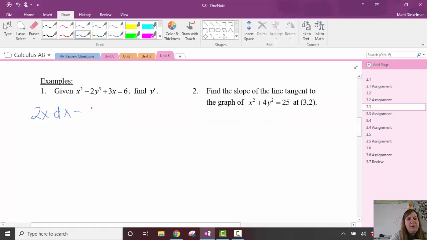The derivative of the next one is going to be 6y squared, and because I took the derivative of something with a y, I'm going to put a dy. The derivative of 3x is a 3, and it had an x in it, so I'm going to put a dx. The derivative of 6 is 0, so I don't have to put anything over there. My goal is to find y prime, but I'm going to write that as dy dx because that's the symbolism I have here. So I'm going to have everything with a dy on the left-hand side, leave it there, and move everything with a dx over to the right-hand side.